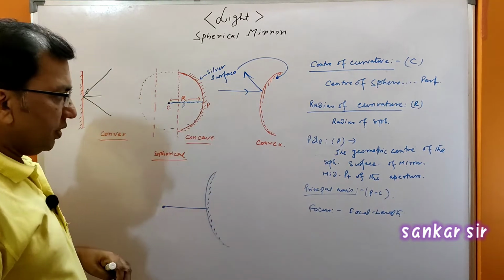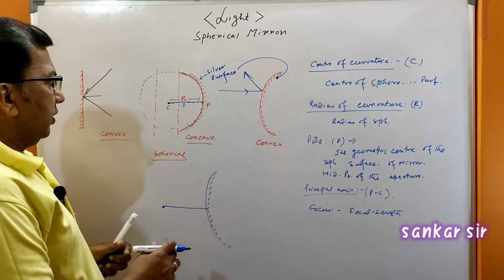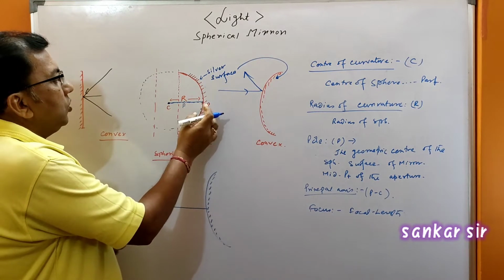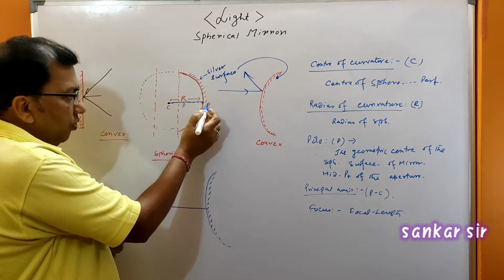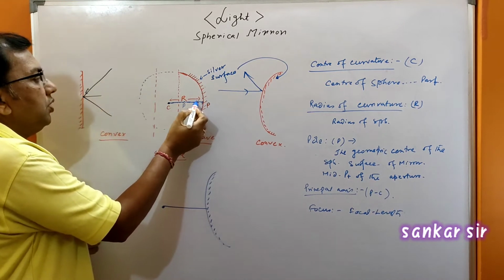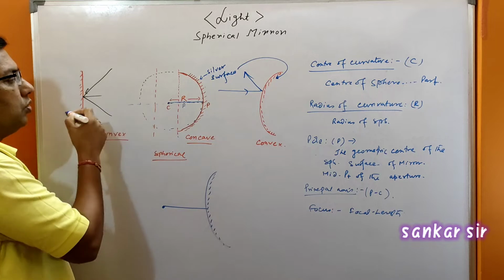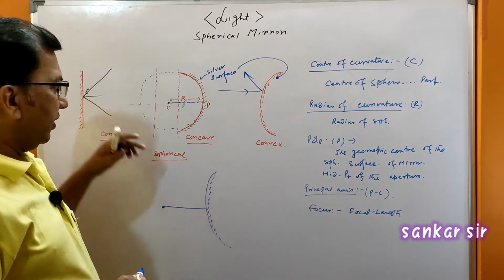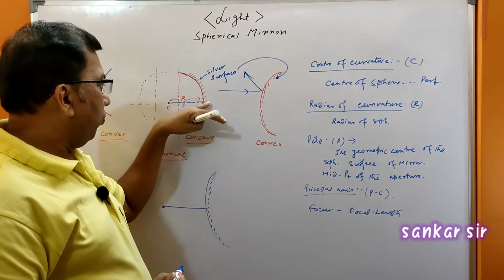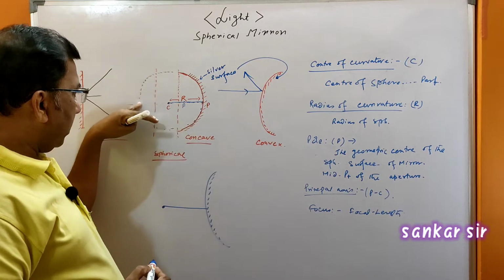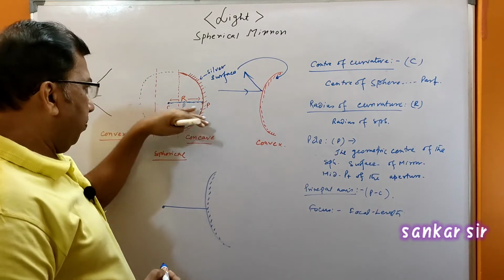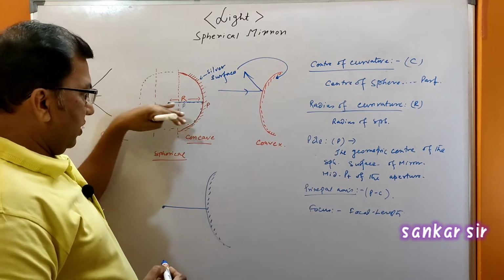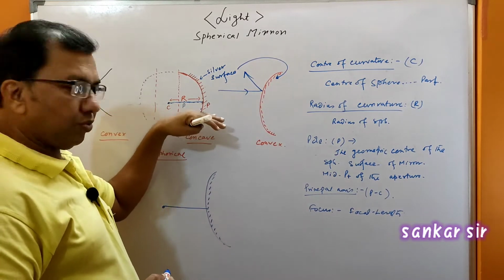What is the principal axis? The principal axis is the line joining the pole to the center of curvature. If you join a line, this is the principal axis. A straight line passing through the pole and the center of curvature and extending is known as the principal axis. The PC line is the principal axis.